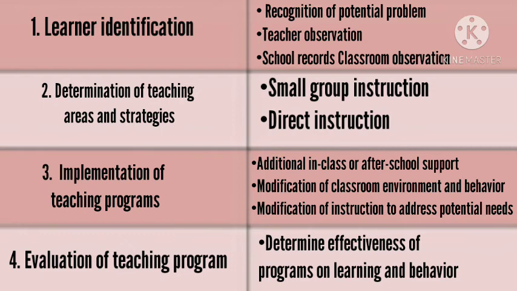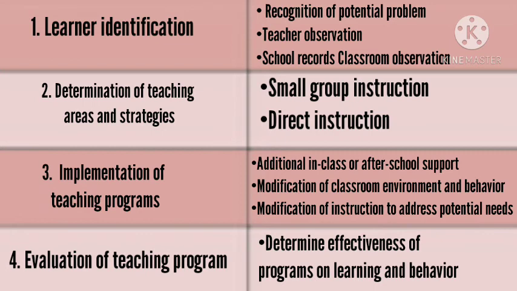Number one, learner identification. There are a lot of ways to identify a learner with additional needs. In many cases, especially in a classroom setting, children give signs whenever they have difficulty in learning, and of course a teacher will recognize that. Difficulty will also be noticed by simply observing the child on the way he learns, and also by checking his records and doing classroom observation as a whole.